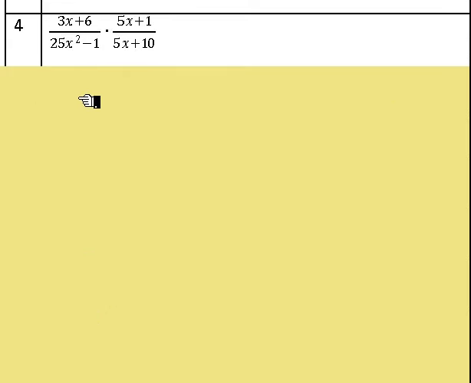In number 4, we're multiplying two rational expressions. So we do this just like we multiply ordinary fractions. We multiply across the numerators and across the denominators. But we always try to reduce before doing that multiplication. So let's do that. Let's first try to reduce. And again, we reduce by factoring and crossing off common factors. So we'll factor whatever we can.